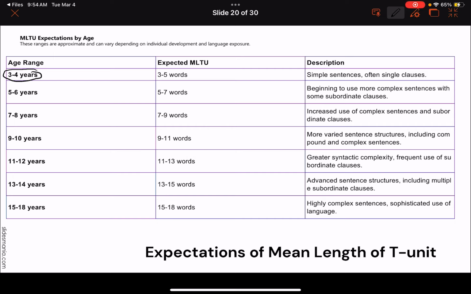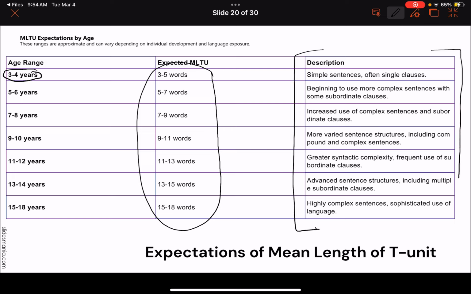So again, this is an average range. This is just a range, and kind of what we expect. So how many words do we expect per T unit? And these are just a brief overview. This is not comprehensive, right? This is just saying, approximately, the description of the types of words that we're expecting for this particular age range. All right.